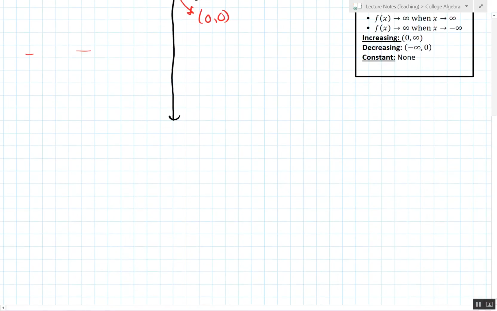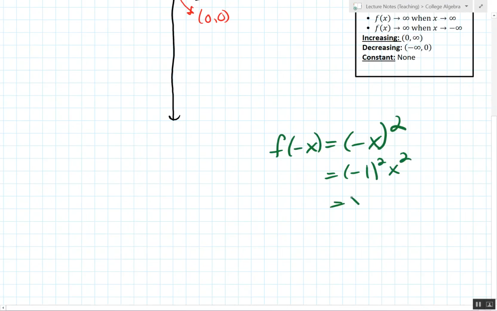So quick proof of evenness. If we look at f of negative x, this is negative x all squared. So this is negative 1 squared times x squared, which is just x squared, which is our original function. So that is even.